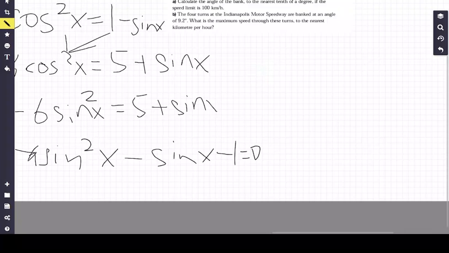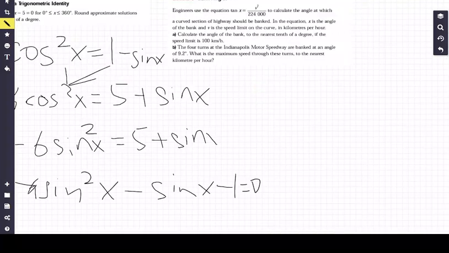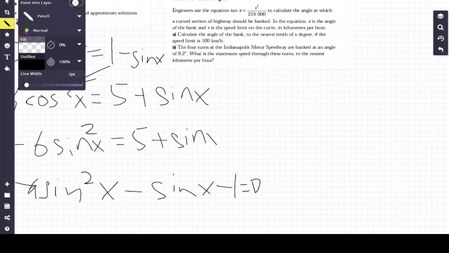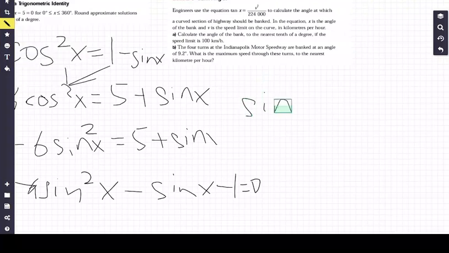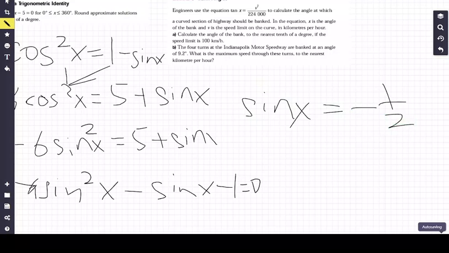So sine x, wow, sine, what? You'll get two answers. Sine x is equal to 1 over 2, negative 1 over 2, and sine x equal to negative 1 over 3.